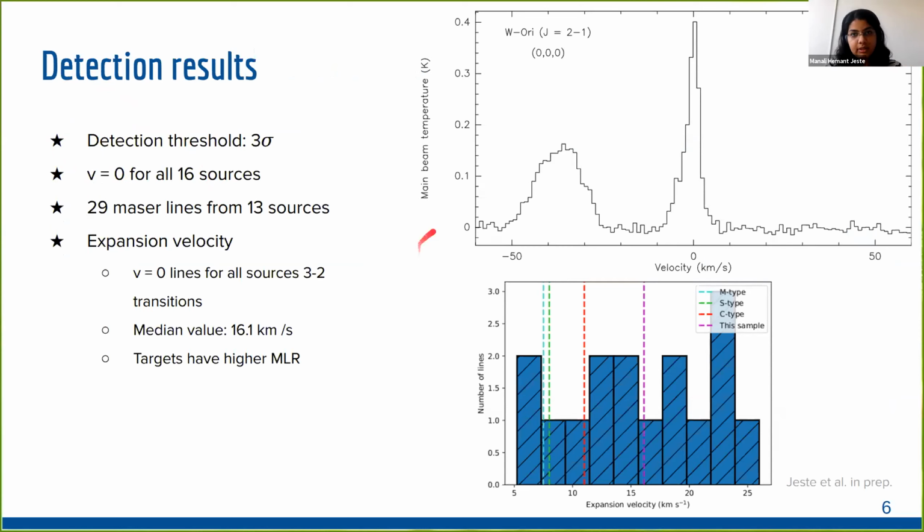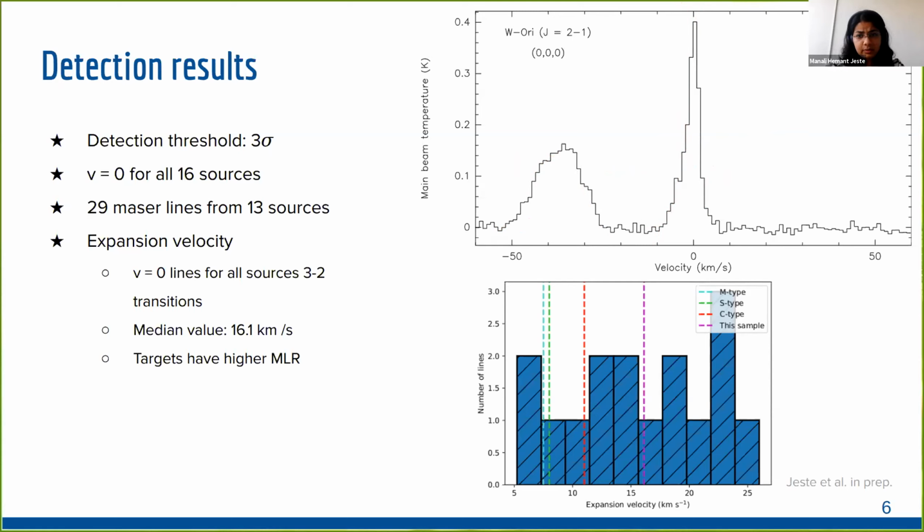As an example here, we have W Orionis, and on the left you can see the ground state line, and on the right are the HCN masers, the v2 = 1 line. You can see how much brighter it is than the ground state line. This is what we see in many of our sources.